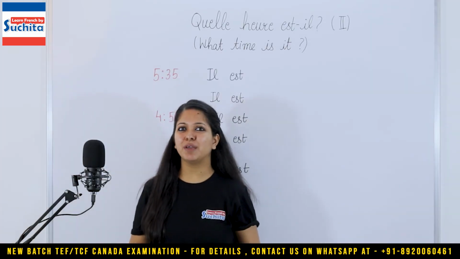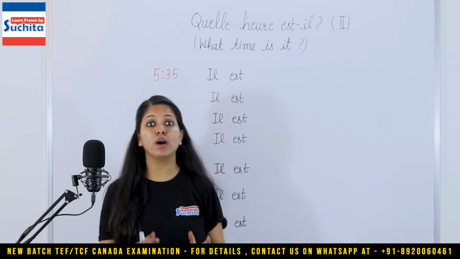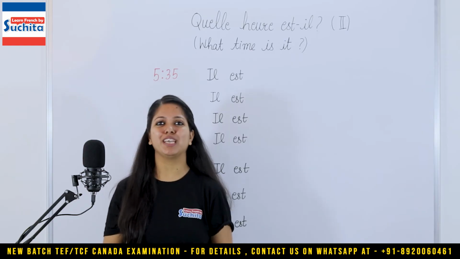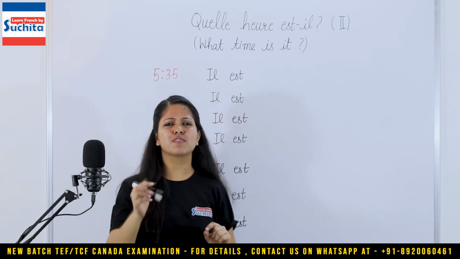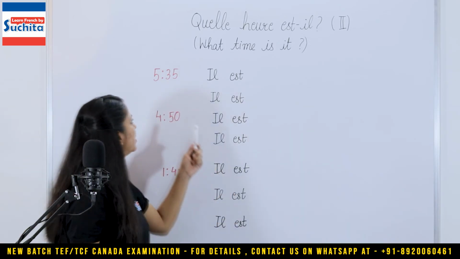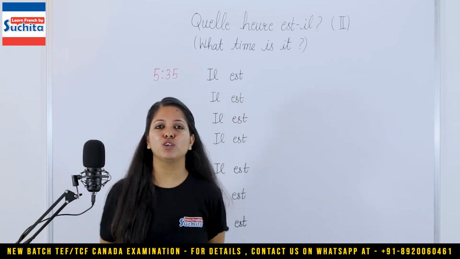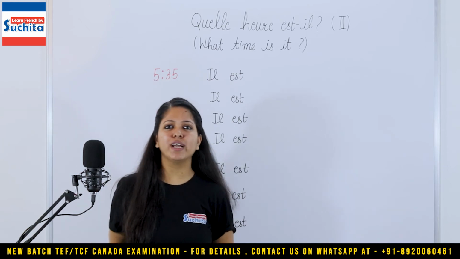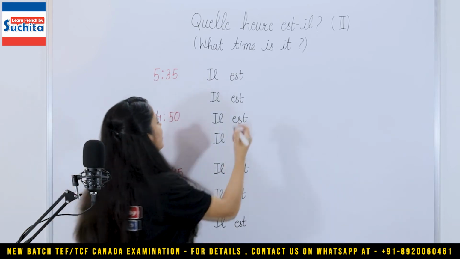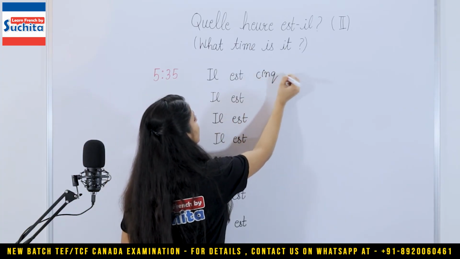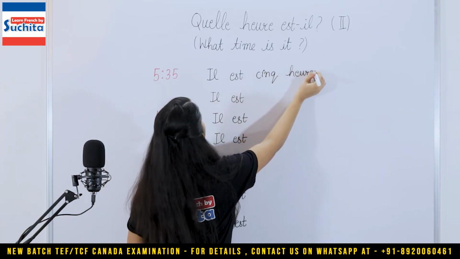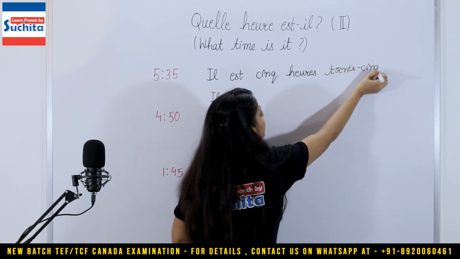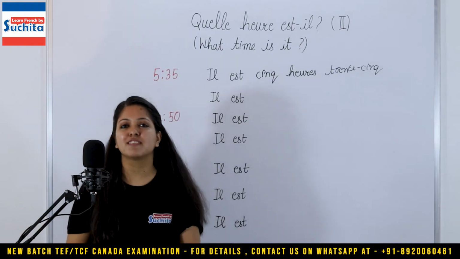Now we'll start with the game. I've written a few hours over here. You are going to grab a notebook, grab a pen, and you're going to write it with me. Meanwhile, you can even pause the video, write it, and then play it again. It is 5:35. How do you say 5:35? You say il est, just write it in your notebook. Il est 5h35. Très bien.